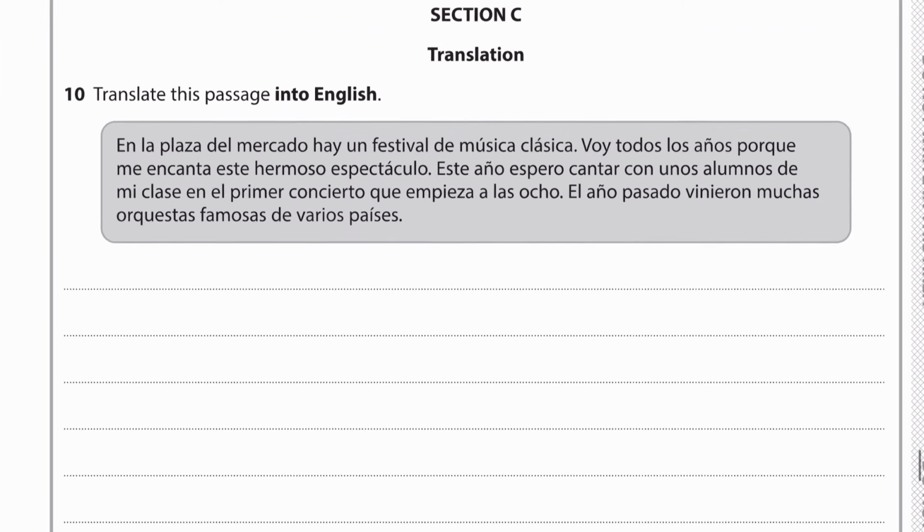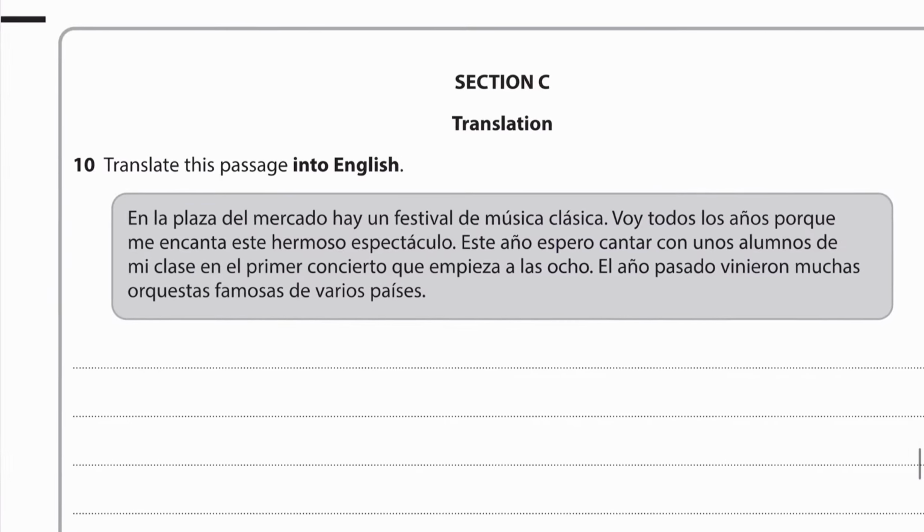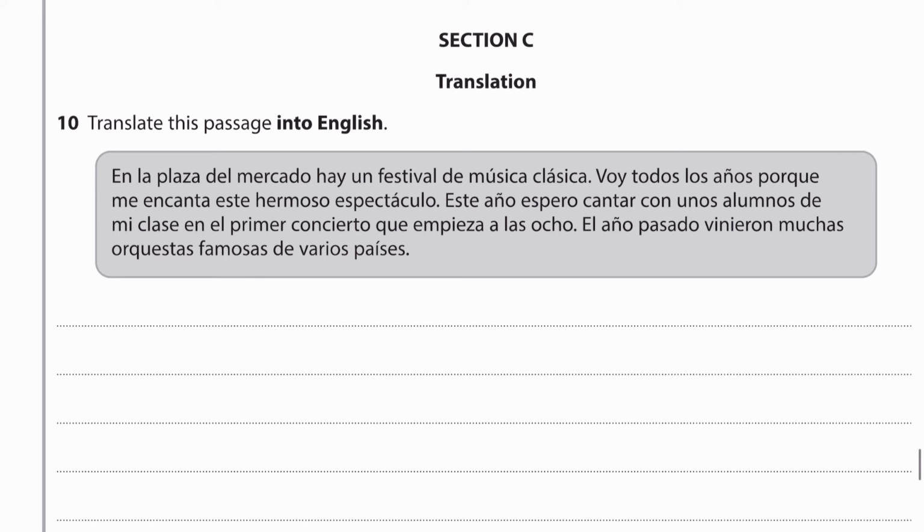So translation, how would I do this? First of all, use the space you're given. You'll see me do that in a second. Second of all, I'd read it first, especially if we've got time. I think we've got about 10-15 minutes. Let's read the whole text first.